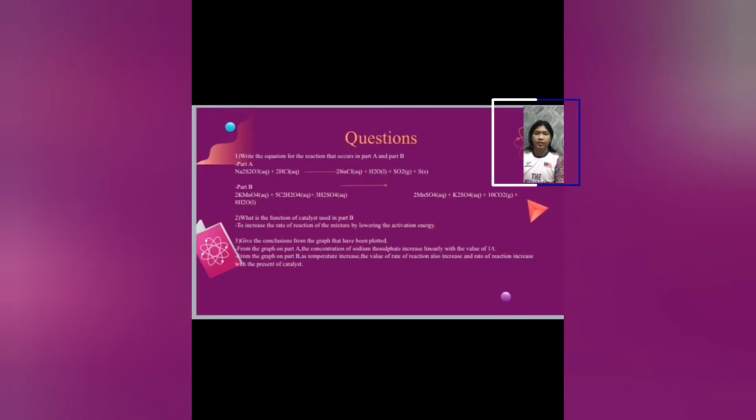For the equation involved in part A, it is sodium thiosulfate plus hydrochloric acid, which gives sodium chloride, water, sulfur dioxide, and also sulfur in solid form. For part B, potassium manganate is added with oxalic acid and sulfuric acid. It will give manganese sulfate, potassium sulfate, carbon dioxide, and water. The catalyst used in part B is used to increase the rate of reaction of the mixture by lowering the activation energy.